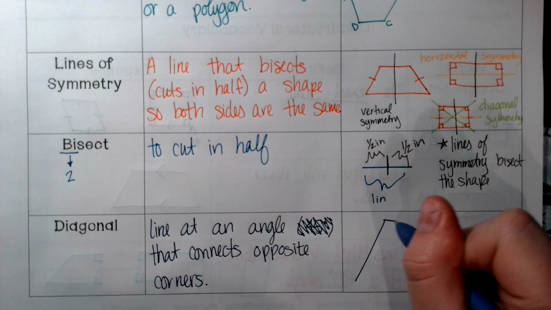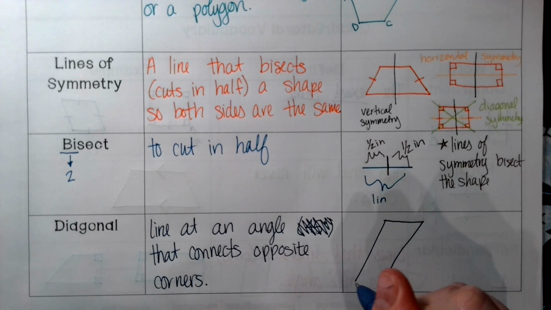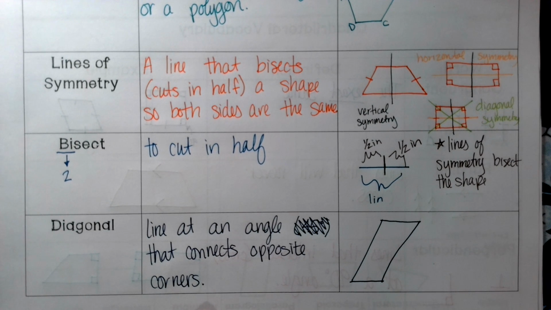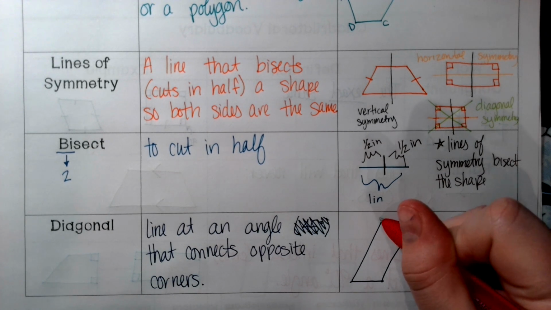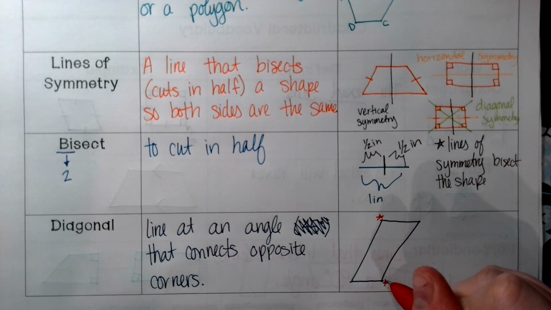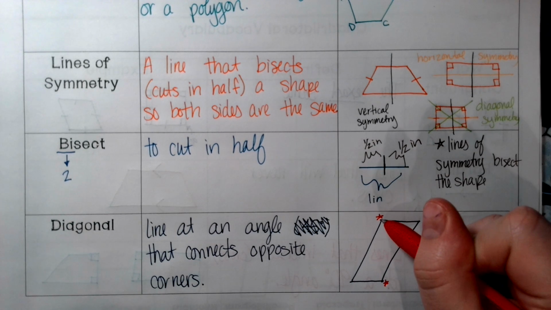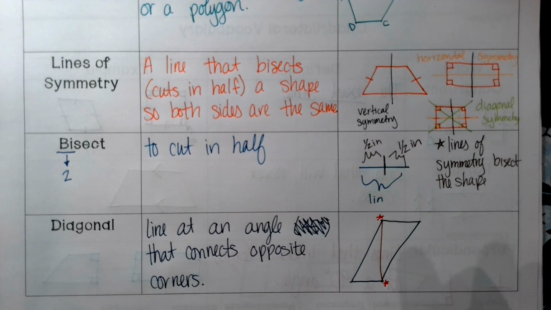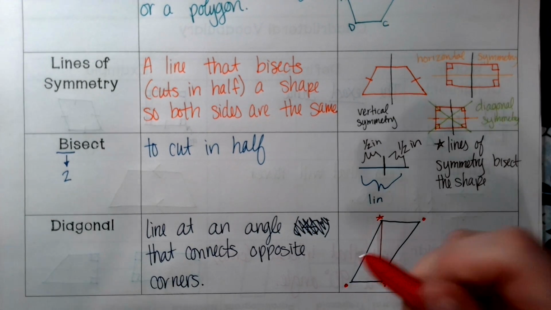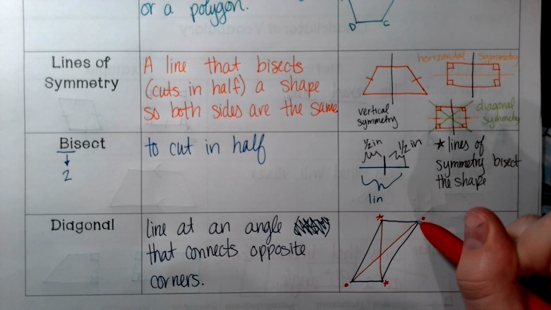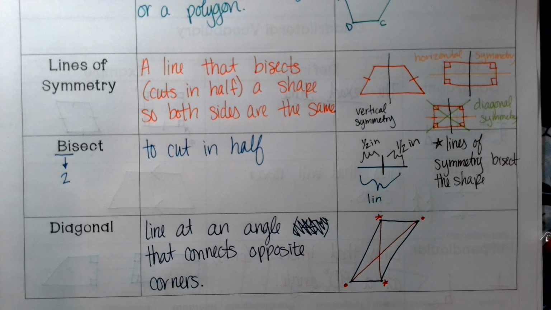So let's say I have this parallelogram here. A diagonal is going to connect those opposite corners. So this corner right here, this corner right there, they are opposites. A diagonal line will connect them. This corner here and this corner here, they are opposites. A diagonal line will connect them as well.